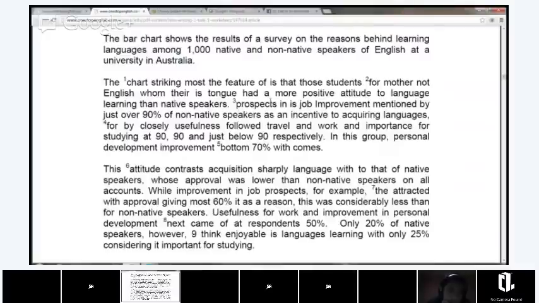I just gave you the word. Followed. Yes, followed. Followed by travel and work. Wait, by travel or work closely? Followed closely by travel and work. Followed closely by usefulness and importance. No, followed by importance for studying. No?